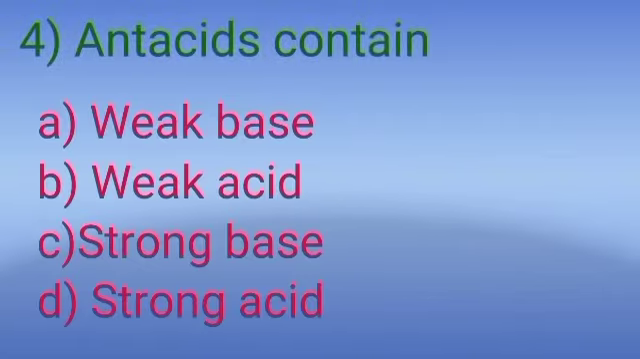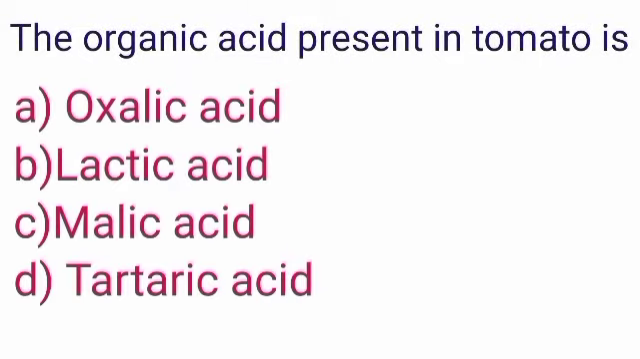Fourth one. Antacids contain option A weak base, option B weak acid, option C strong base, option D strong acid. And the answer is option A weak base. Next one. The organic acid present in tomato is. The options are option A oxalic acid, B lactic acid, C malic acid, D tartaric acid. Answer is oxalic acid.